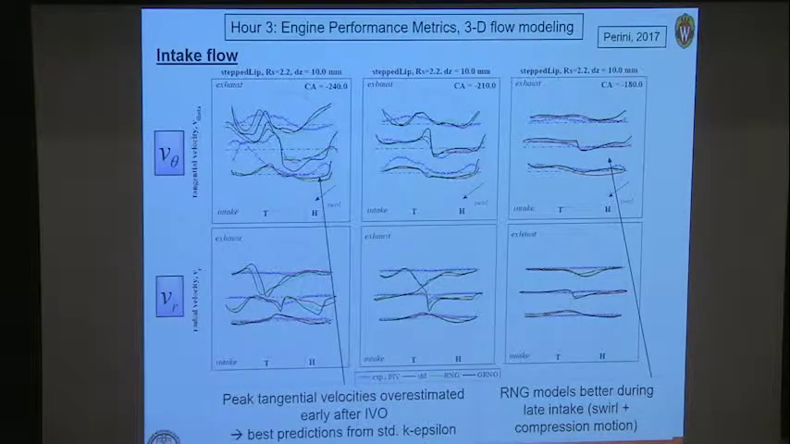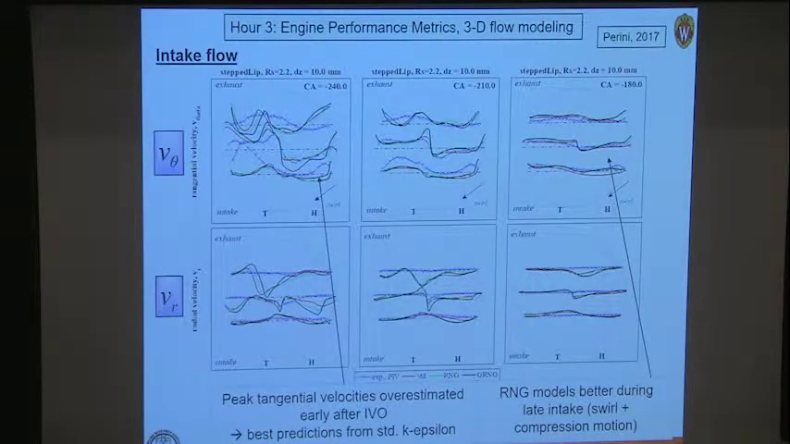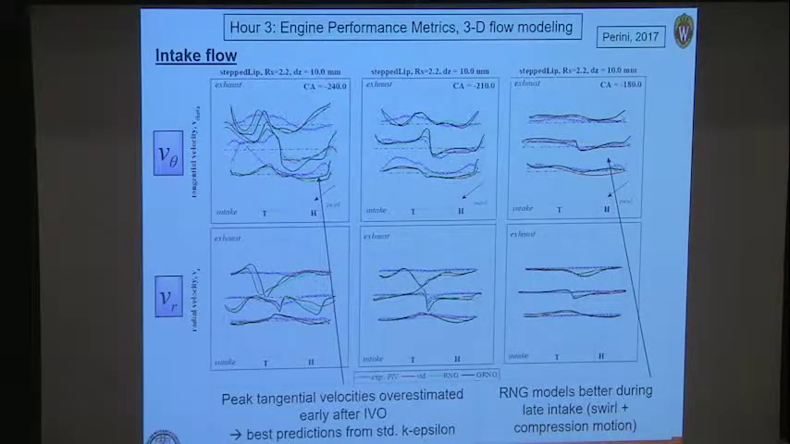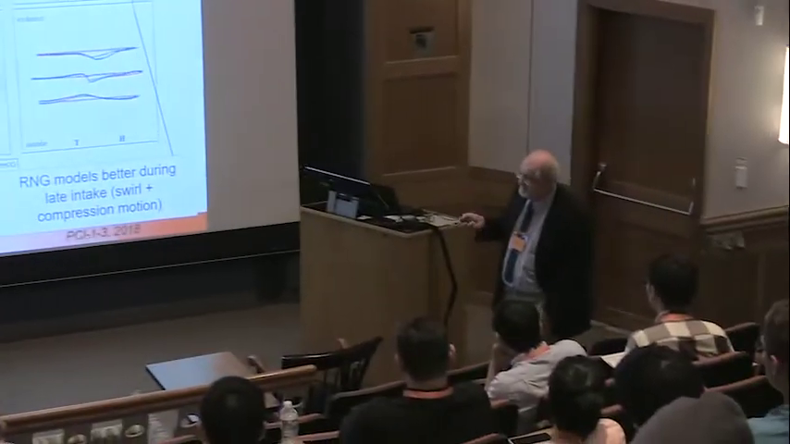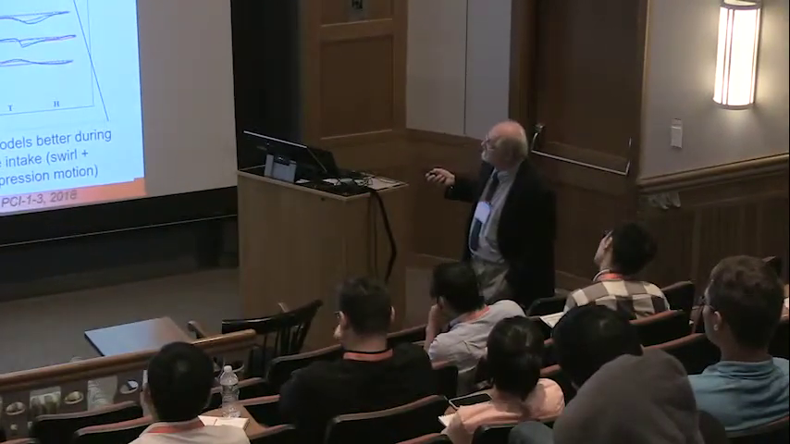But if you look at them overall, the conclusion is that the RNG models are better during the late intake. They capture some of the swirl profile information better than the standard models. And it's this type of thing that helps you to develop these turbulence models. This kind of experimental data is extremely rare. I mean, think about it. Making particle image velocimetry measurements in an operating engine. The engine itself is made out of quartz or glass, and a huge amount of data processing to generate this type of data.